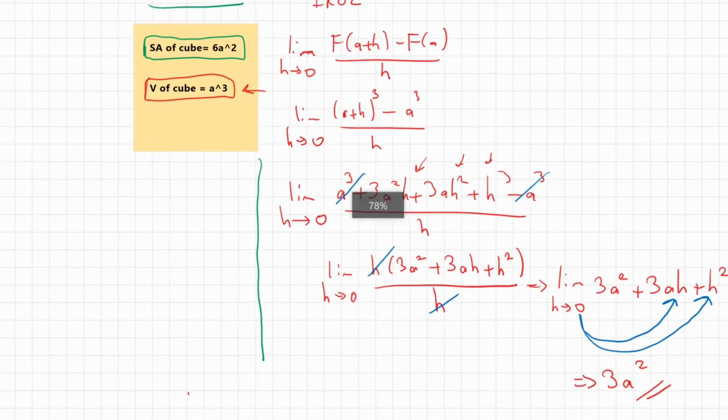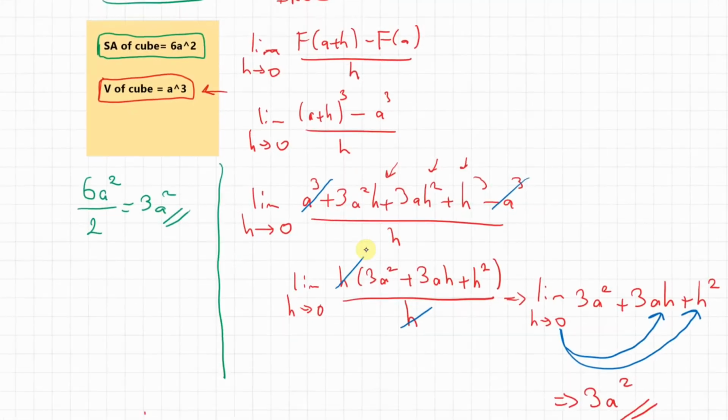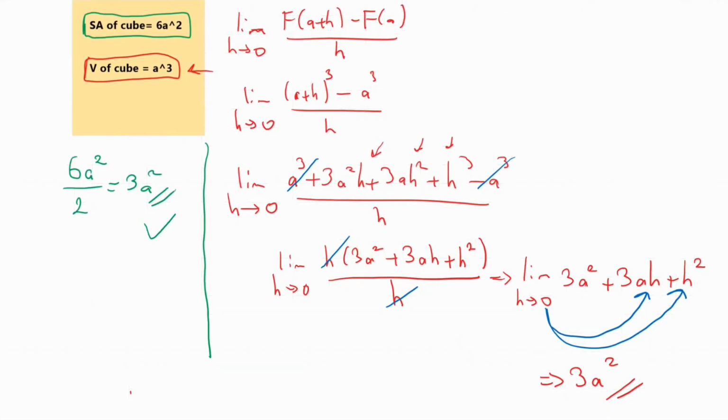So I'm going to do it over here. I have the equation 6a squared, and half of this would be just dividing it by 2, and you'll end up with 3a squared. Now I see that it actually equals: 3a squared equals 3a squared. So now I can say the rate of change for the volume of a cube does equal half of its surface area.